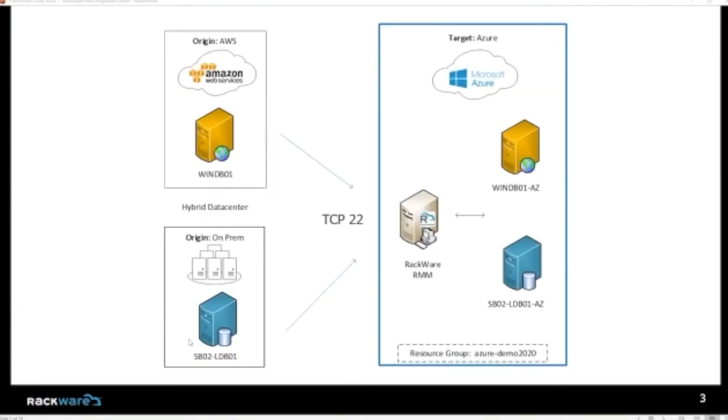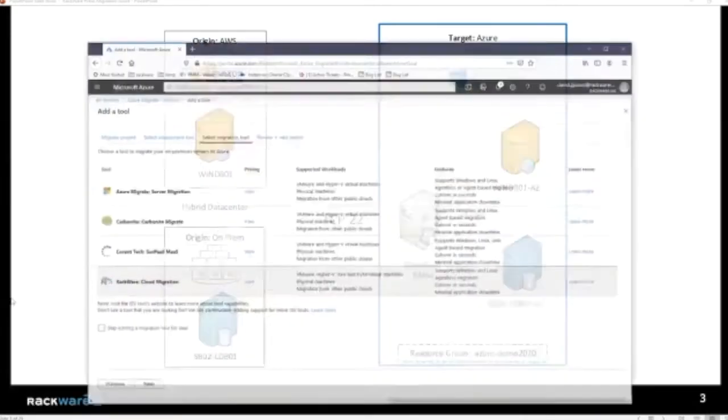So here's a view of the topology I'll be using for this demonstration. For the origin hosts, I have one on-premise virtual machine, and I have a host running in Amazon Web Services. There is layer 3 network connectivity from my source host to the RackWare RMM that is deployed in the Azure resource group. And the only port I need to have open is TCP port 22 to perform all these operations.